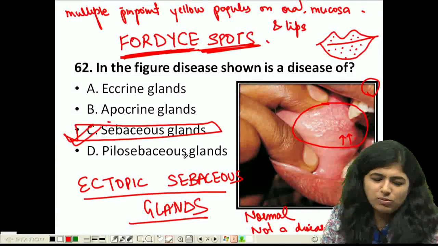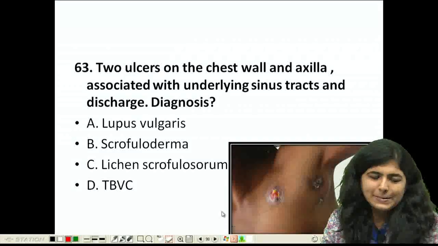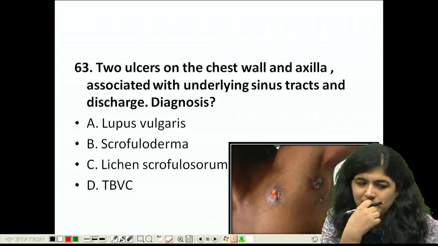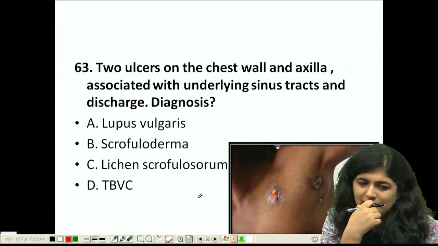So this is Fordyce spots. Moving on to the next question. Next question is this one.